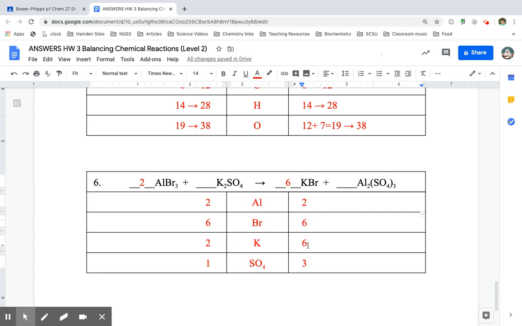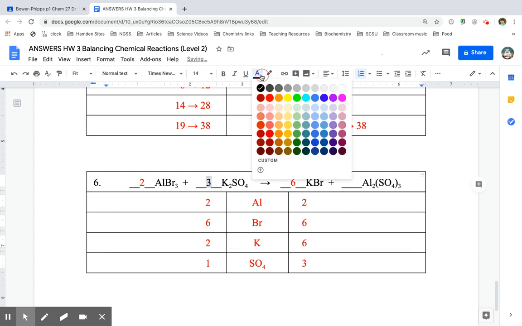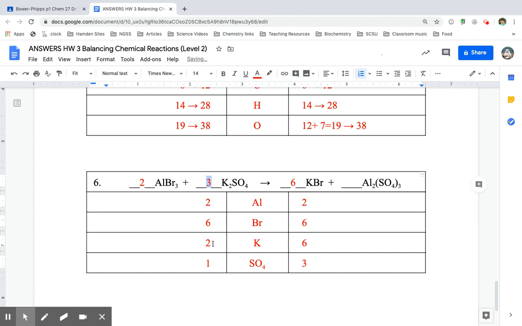On the bottom, now I have 6 on the right, 2 Ks on the left, so I need to put 3 here because 3 times 2 gives me 6. And I'm multiplying 3 times 1. There's just one SO4, so now I have 3 SO4s, and it balances. Yay! Do you have to put the 1? No. Can you put the 1? Yeah.